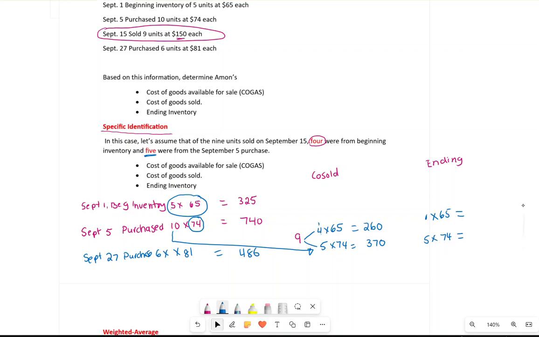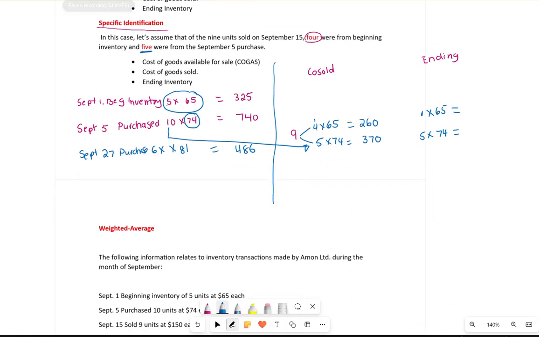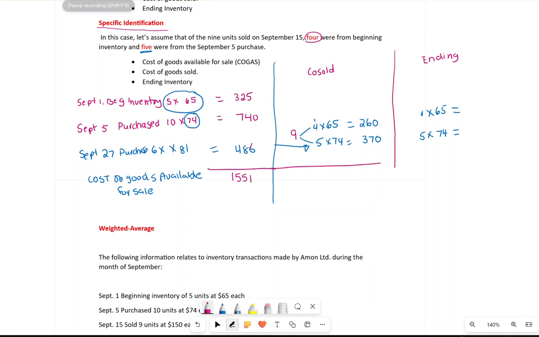That will give me 486. So when you do this kind of question, if the question is asking, this will be cost of goods available for sale, and that will be, if you add up all the numbers together, your cost of goods available for sale. When you do that, we have 1551. And then what does this give you? Just the word at the top, we have a cost of goods sold, and that is your 630.